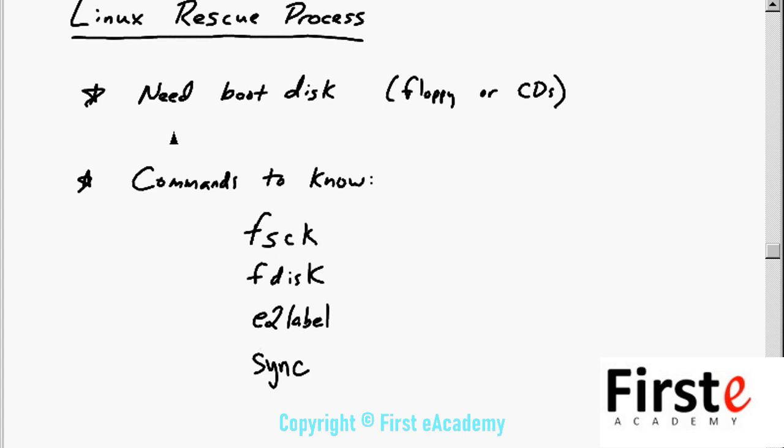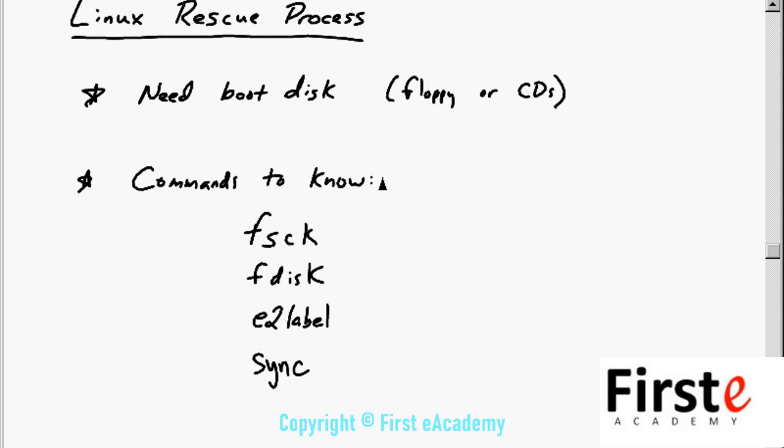So the first thing is you need some sort of a boot disk, either a floppy boot disk or the CDs that your distribution came on, to boot into rescue mode. The floppy boot disk you can create during an installation. Another thing you can do is create it after you've already installed Linux, and I'll show you how to do that in this nugget. Then once you boot up off of the rescue disk or one of these boot floppies or boot CDs, you can get into Linux rescue mode.